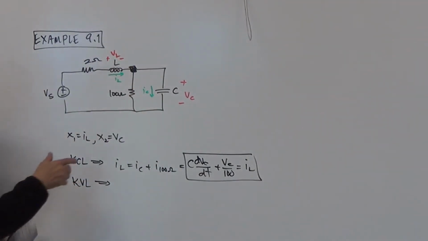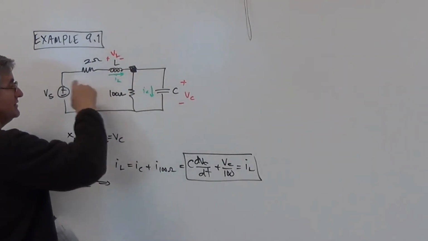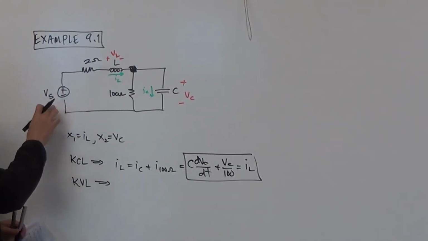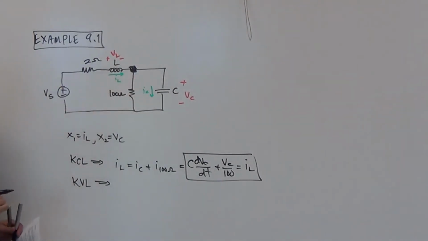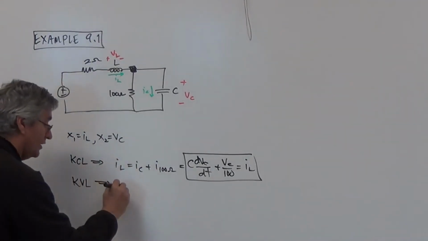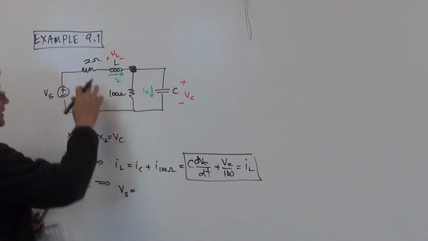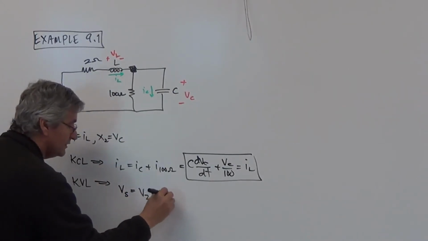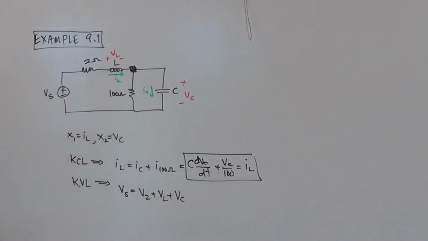So you could see that the only way I can relate this guy and this guy is if I go on the outside loop. So let's write it out then. Here I go. So then this source is supplying all of these voltages. So then I'm going to write the voltage across the source should be the voltage across the 2 ohm, the voltage across the inductor, the voltage across the capacitor.